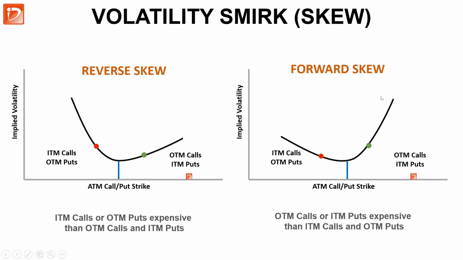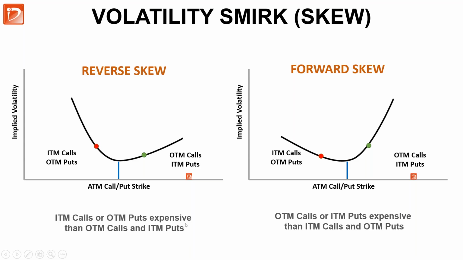And similarly, in the forward skew, the equidistant out of the money call options are more expensive than the equidistant out of the money put options. And as you can see, in this curve there is a skew compared to the volatility smile. So this is called forward skew and this is called reverse skew.